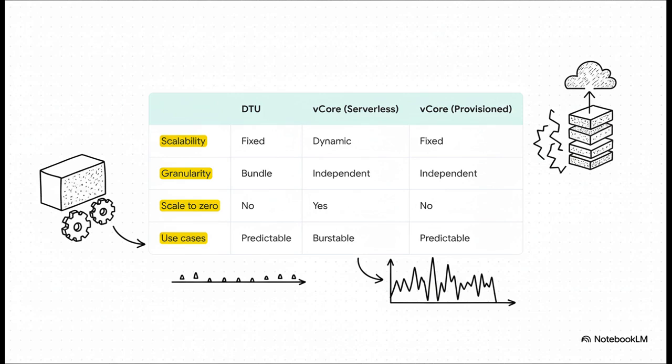If your usage is really predictable, a fixed plan, what Azure calls DTU or provisioned vCores, makes a lot of sense. But if your traffic is all over the place, a pay-as-you-go serverless model that can scale down to zero could save you a fortune.